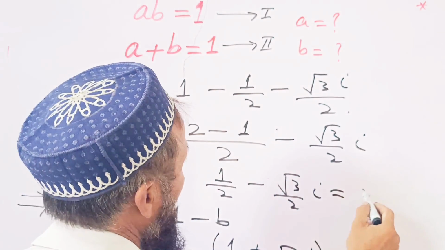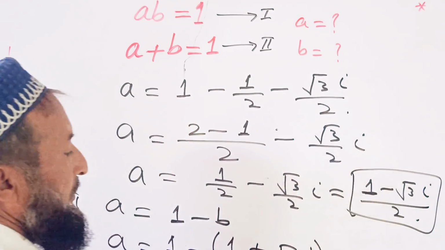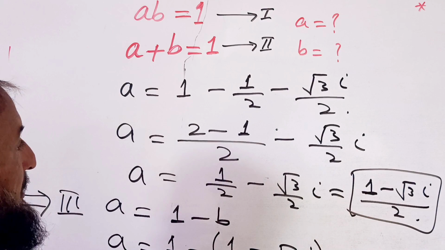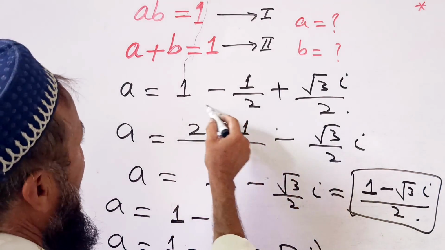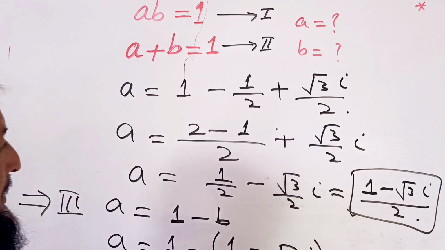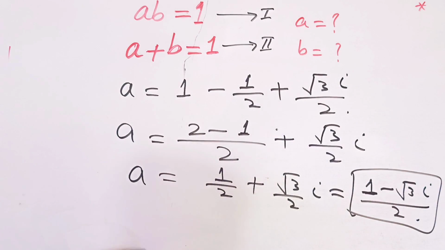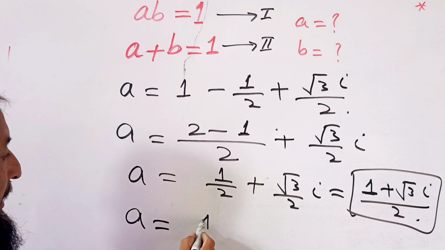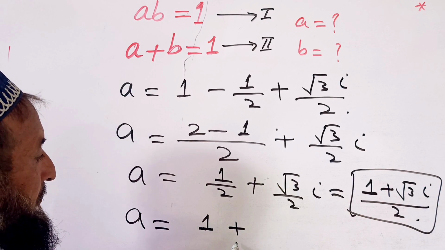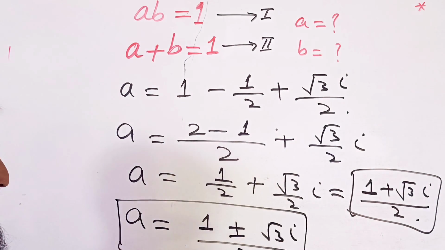We can also write it by taking 2 common. So we get the value of A is equal to this result: 1 by 2 minus 3 under the root iota by 2. Further, the same process: 2 minus 1, and the sign will be plus here. We get the answer, it means that we can get the result of A as plus minus 3 under the root iota divided by 2.